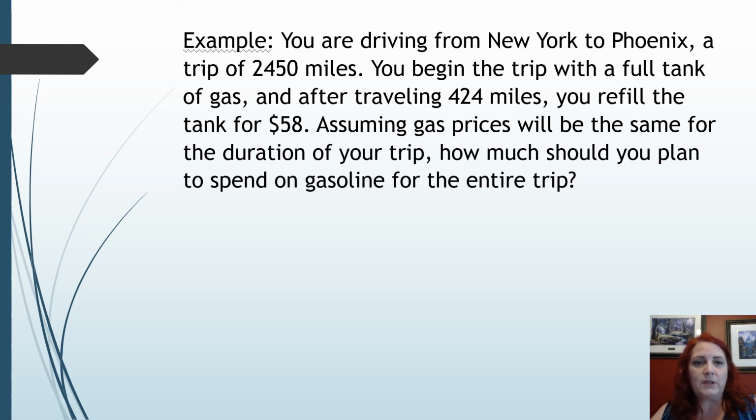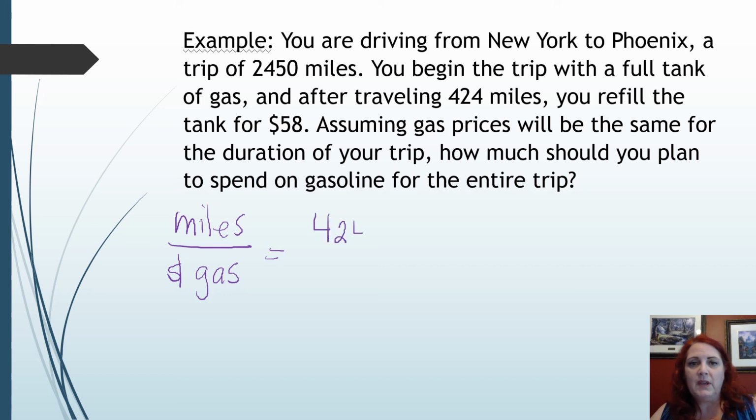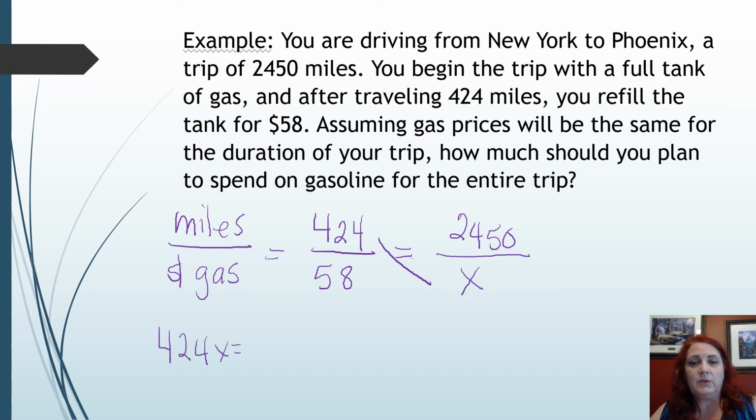So what we're going to do is compare miles to the price of our gas. On that one leg of the trip, we were going 424 miles and we used $58. We want to know how much we will spend if we're going 2,450 miles. The numbers are bigger, but we're doing it the same way. I'm going to do cross products. I'll have 424x is equal to 2,450 times 58, the other product.